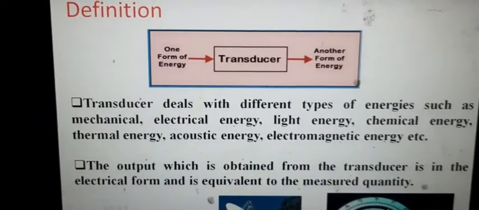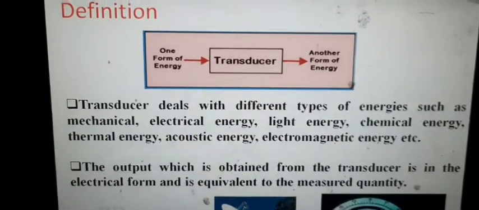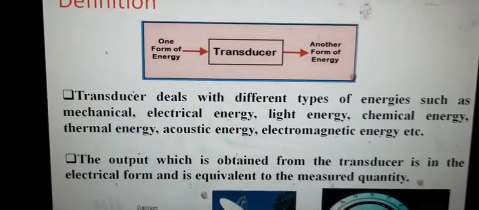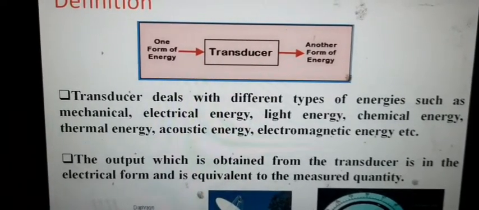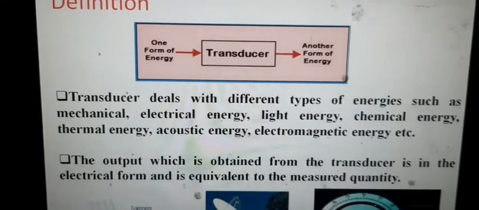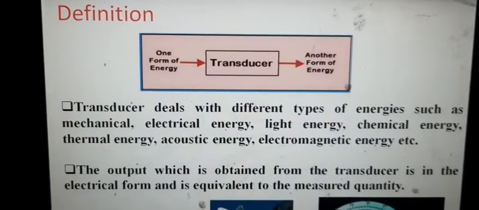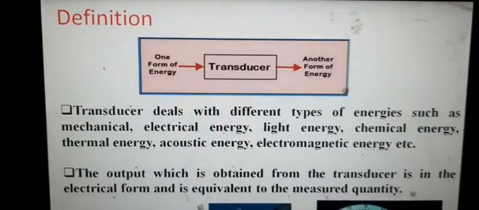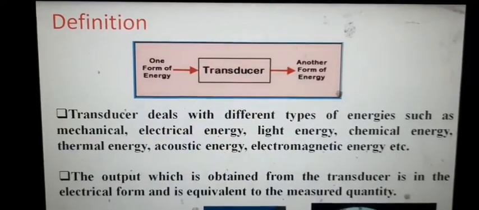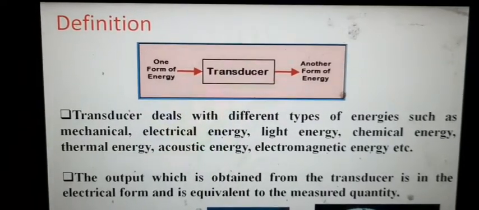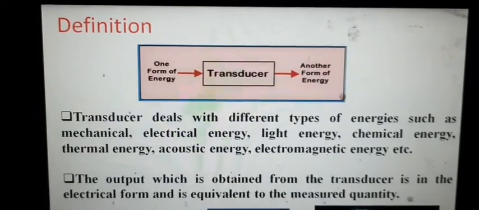So transducer is basically a device which converts one form of energy into another form of energy. For a simple example, if you have seen the battery, what it does, it converts the chemical energy into electrical energy. By using the battery, you are able to produce light. So it converts one form of energy into another form of energy.